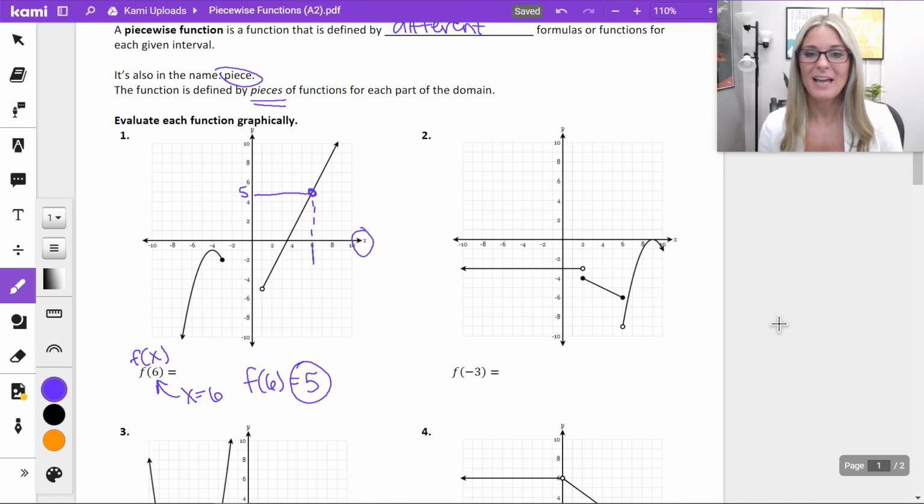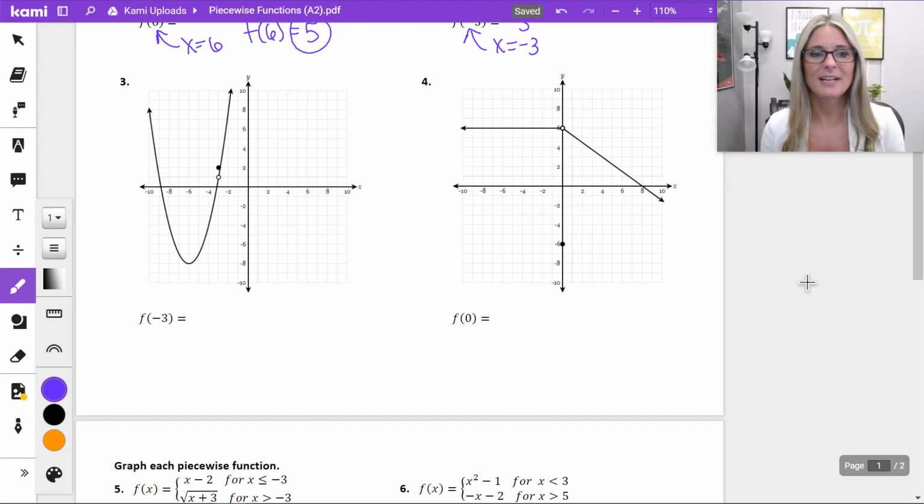Number two, we had a horizontal line starting off, maybe a linear function, and then another parabola. And we are evaluating for where f of -3, or where x is equal to -3, going on my x-axis to -3, traveling and meeting my graph, that y value is -3.